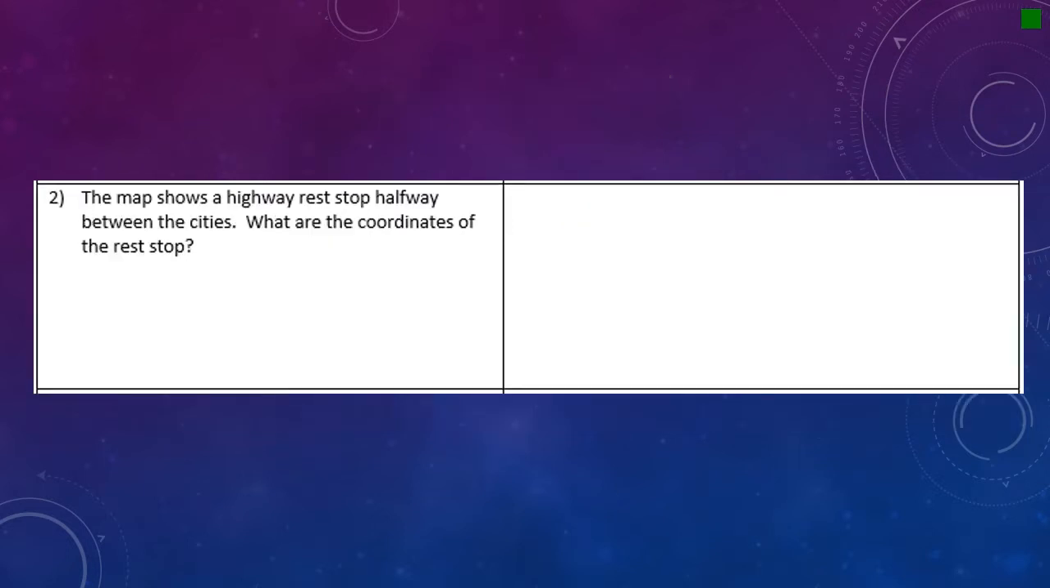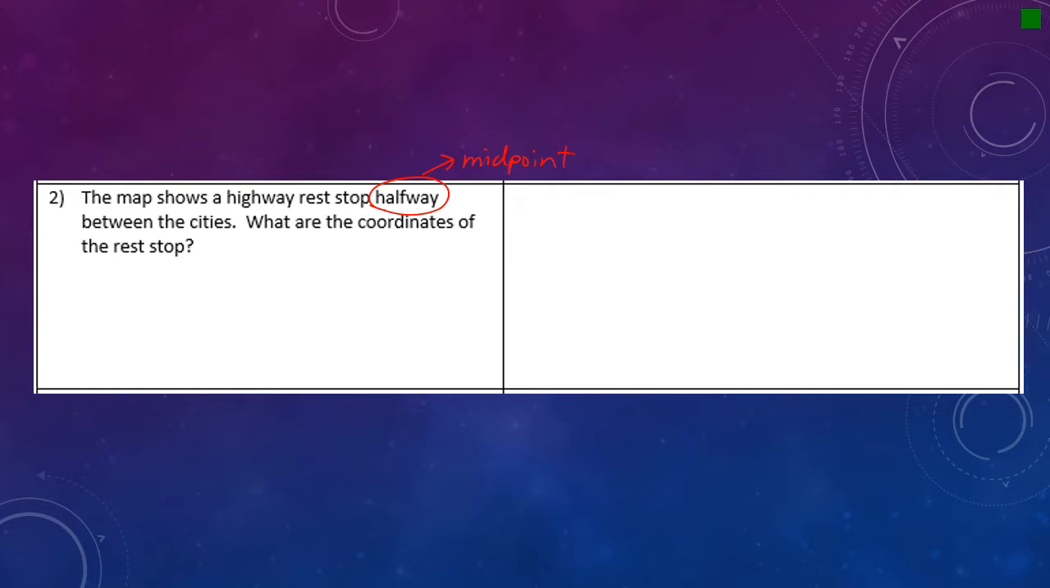This problem goes with the information you were given in problem 1. Now we're talking about a rest stop that's halfway between Joliet Central in Joliet and Chicago. What I want to know is, what are the coordinates of the rest stop? When you see the word halfway, that's an indication that we are going to be using the midpoint.